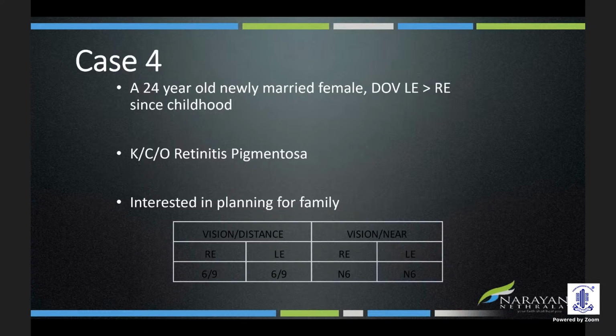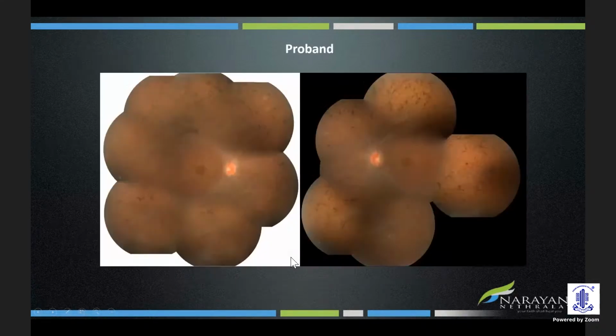So next case is a 25-year-old newly married female who had diminution of vision since childhood. She knew the diagnosis. She knew she had retinitis pigmentosa, but she came to us because she was interested in planning for a family, and central vision was quite okay for her. This is the fundus picture. I think most of you are familiar with this kind of picture. This is a classic case of retinitis pigmentosa where you can see waxy disc pallor. The fovea appears relatively healthy, and there are multiple bone spicule-like pigmentation along with gross arteriolar attenuation.